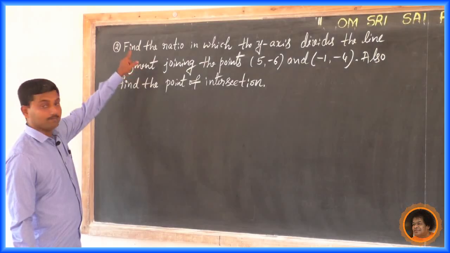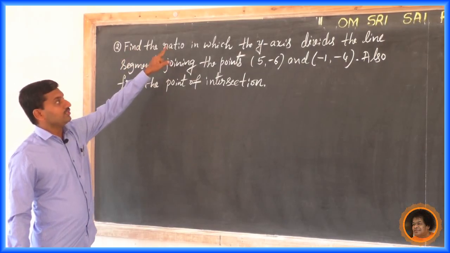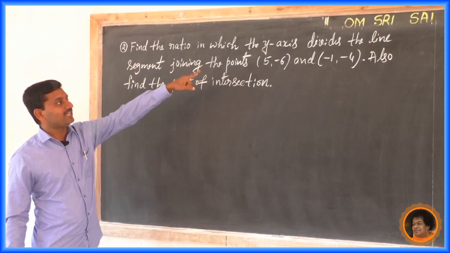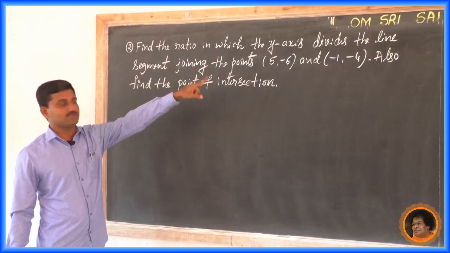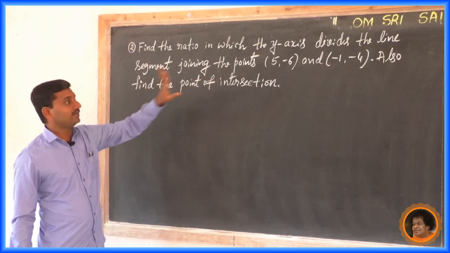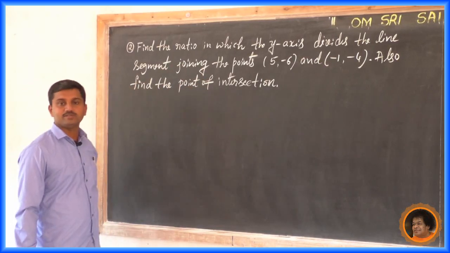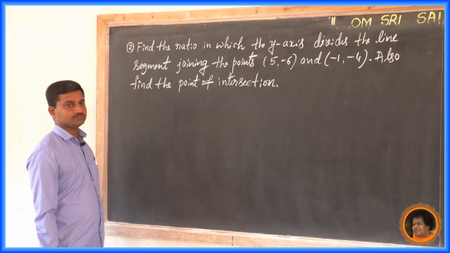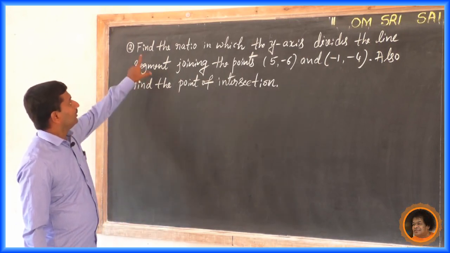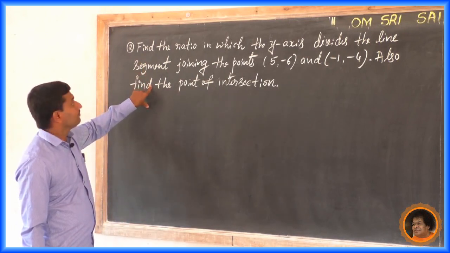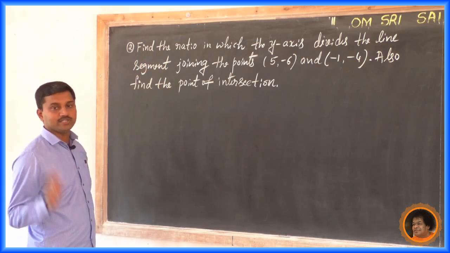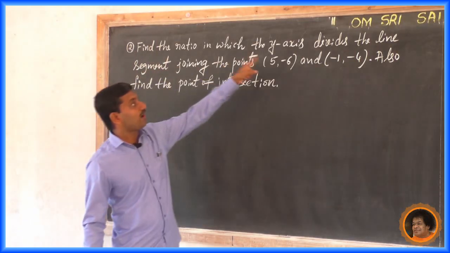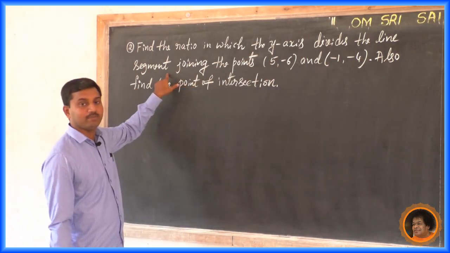Look at the second example. Find the ratio in which the y-axis divides the line segment joining the points (5, -6) and (-1, -4), and also find the point of intersection. Understand the question clearly. Find the ratio means m is to n. Find the ratio in which the y-axis divides the line segment.